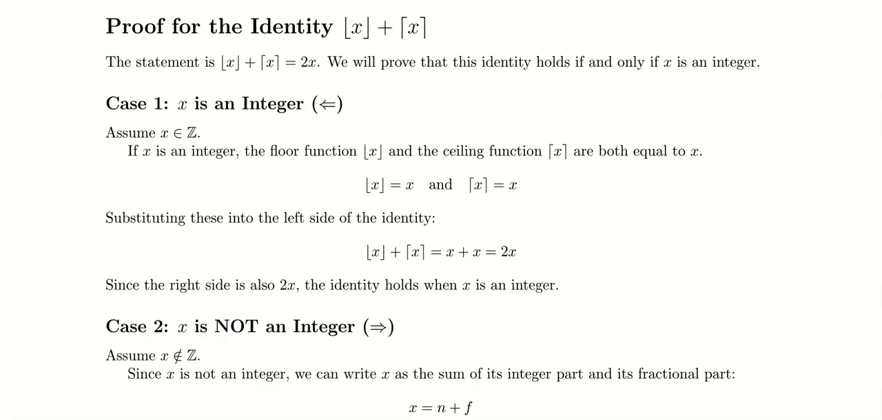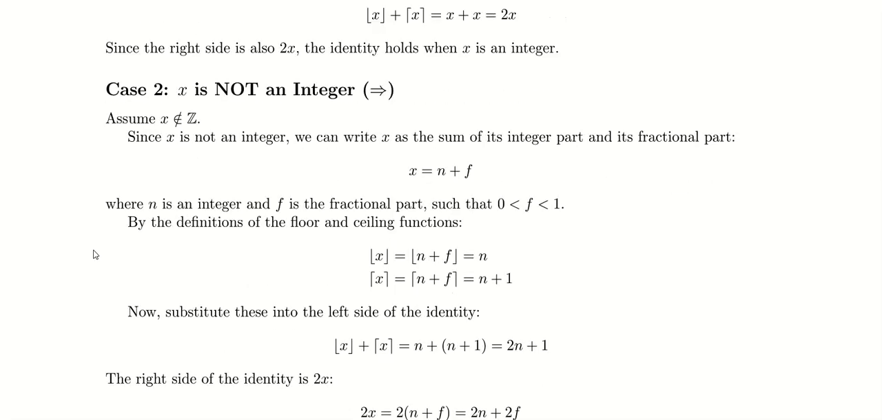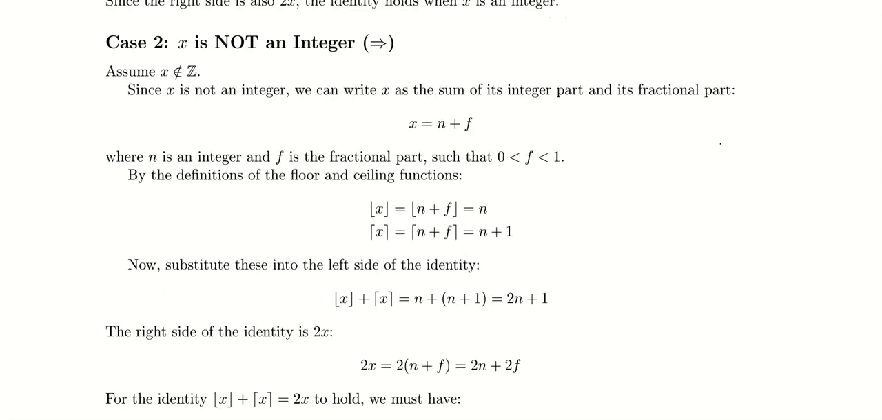Now let's consider the case when x is not an integer. So we'll go from left to right now. Since x is not an integer, we can write x as a sum of its integer part and its fractional part. So n will be the integer part and f is the fractional part. So f has to be between 0 and 1.